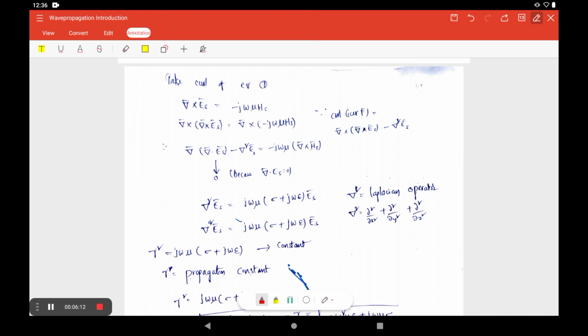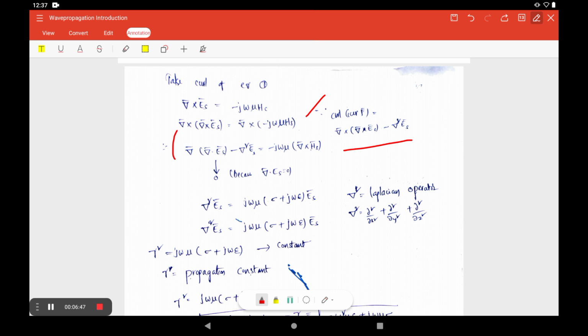So we have del cross Es is equal to minus j omega mu Hs. So this is one equation. If we apply curl to this, then you will get an equation like this. Applying curl, the standard identity gives del cross del cross Es is equal to del of del dot Es minus del square Es. Using this to expand the curl equation, we get del cross del cross Es is equal to del cross of minus j omega mu Hs.